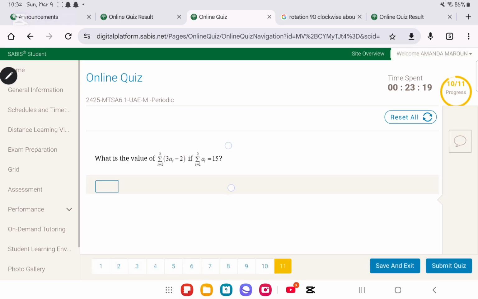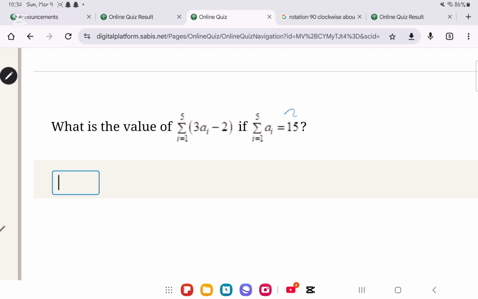Again, it's a very simple question. They might use this to trick you. They will tell you this, okay? But that will make you think that the AI is equal to 15, so you'll have to put 15 in the AI. No, this is just there to confuse you. What you're actually gonna do is you're gonna put it over here.